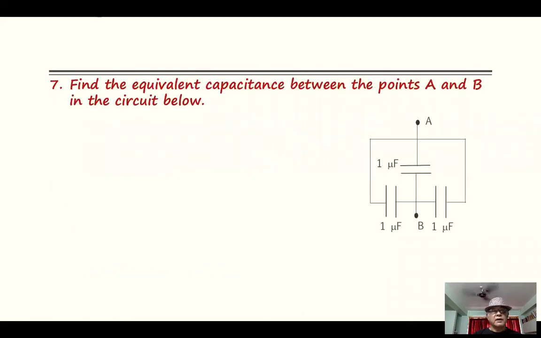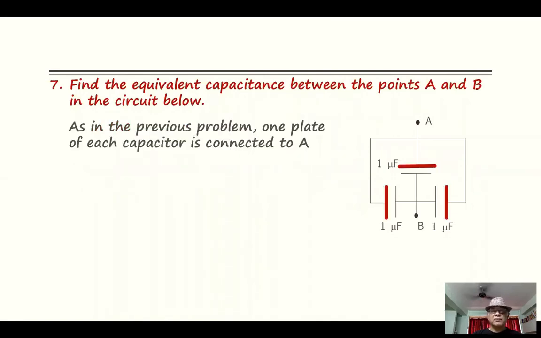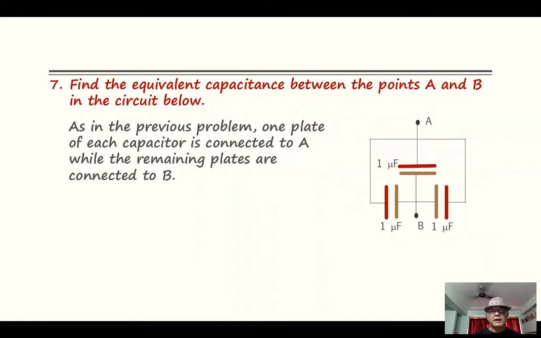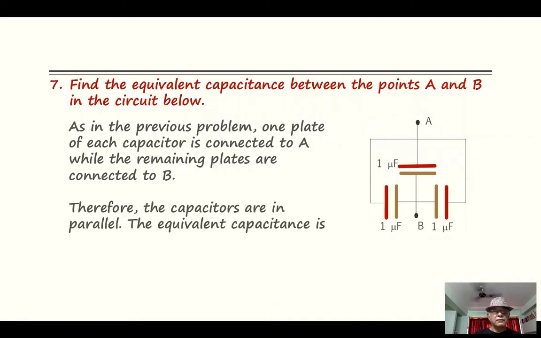Problem 7. Find the equivalent capacitance between the points A and B in the circuit below. As in the previous problem, one plate of each capacitor is connected to A, while the remaining plates are connected to B. Therefore, the capacitors are in parallel. The equivalent capacitance is C equal to 1 plus 1 plus 1 equal to 3 microfarad.